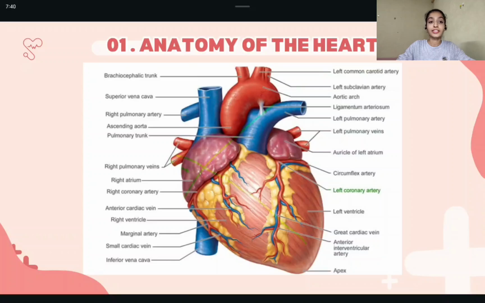Vessels returning blood to the heart include superior and inferior vena cava, right and left pulmonary veins, and vessels conveying blood away from the heart include pulmonary trunk, which splits into right and left pulmonary arteries, ascending aorta that has 3 branches, and there are many more arteries and veins associated with the heart.